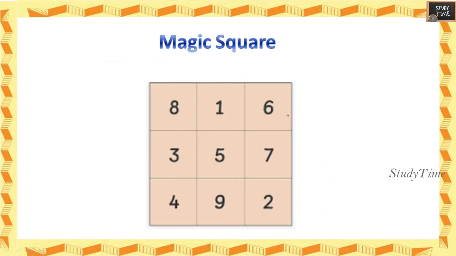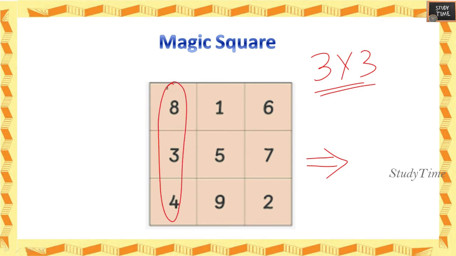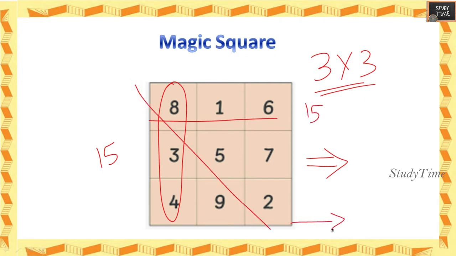Next, this is a magic square. Here, this is a 3 cross 3 magic square. In this, if you add the numbers in each row, you will get the same number as the sum. See here, when you add this, you will get 15. When you add this, you will get 15. When you add diagonally also, you will get the same number.